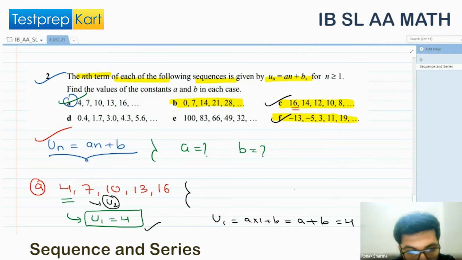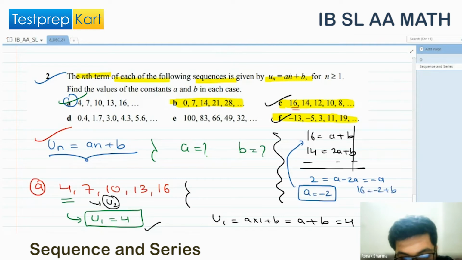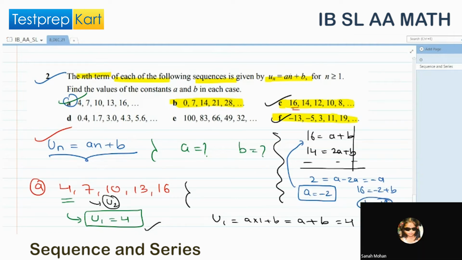Let me solve fast here. See, u1 is 16, and this should be equal to a plus b. u2 is 14, and this should be equal to a into 2 plus b, that is 2a plus b. Now if we subtract them, b will cancel out. 16 minus 14 is 2. a minus 2a is minus a. So a is minus 2, not 8. Now if a is minus 2, let us put it here. So 16 equals minus 2 plus b. That means b is equal to 18. Okay. Go for F part.